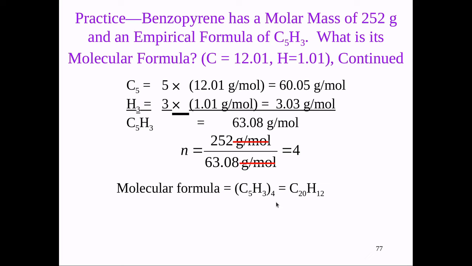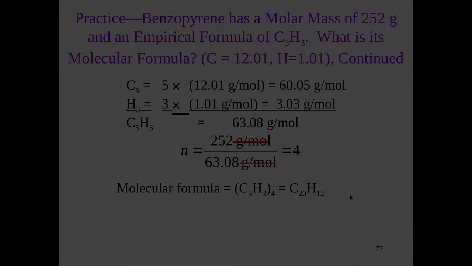We can then multiply our factor by each of the subscripts of the empirical formula, and we get the molecular formula for benzoprine, C20H12.